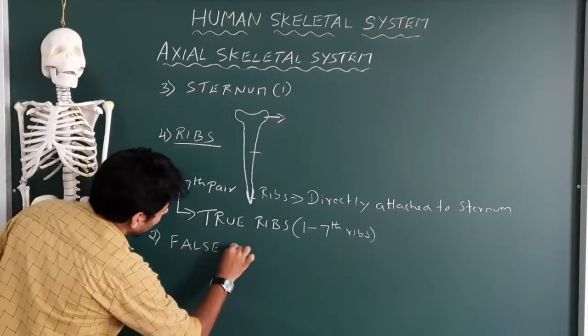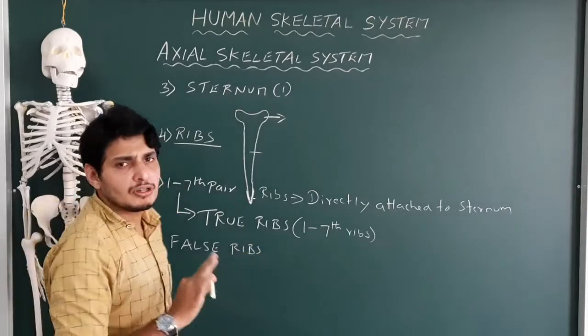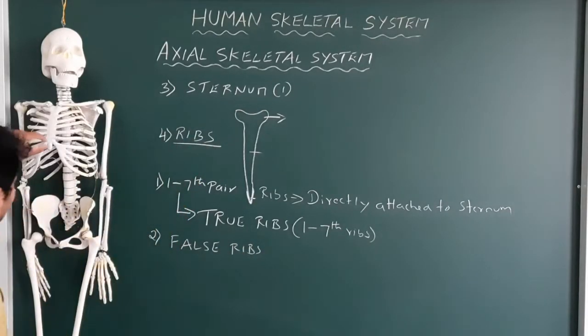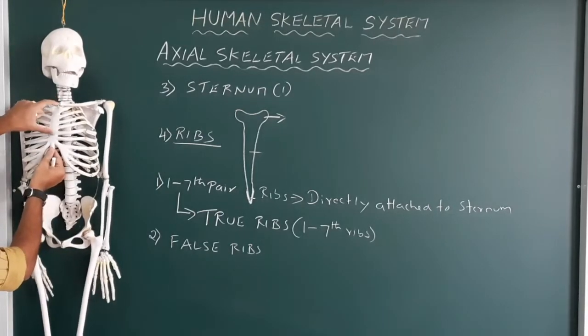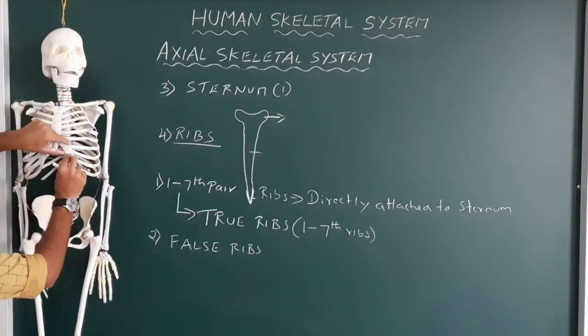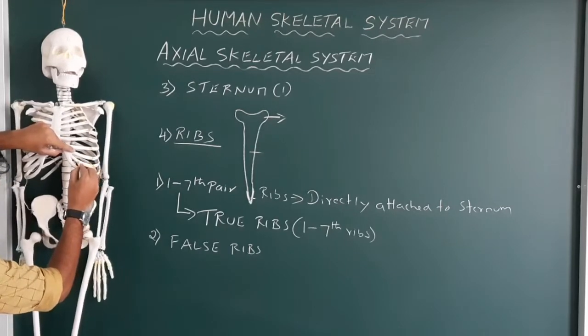The second type is called the false ribs. Let me write false ribs. What is the meaning of false ribs? See here, this is the end of the sternum, correct? This is called the xiphoid. This is the body, and this is the manubrium, correct? Here you could say 8th, 9th, 10th.